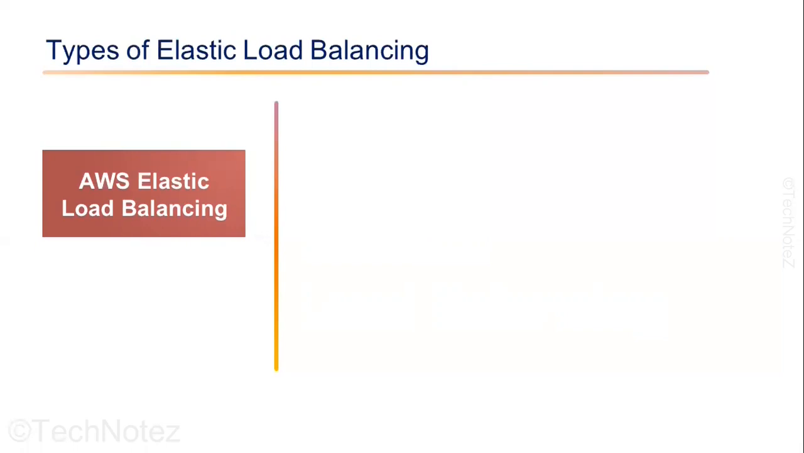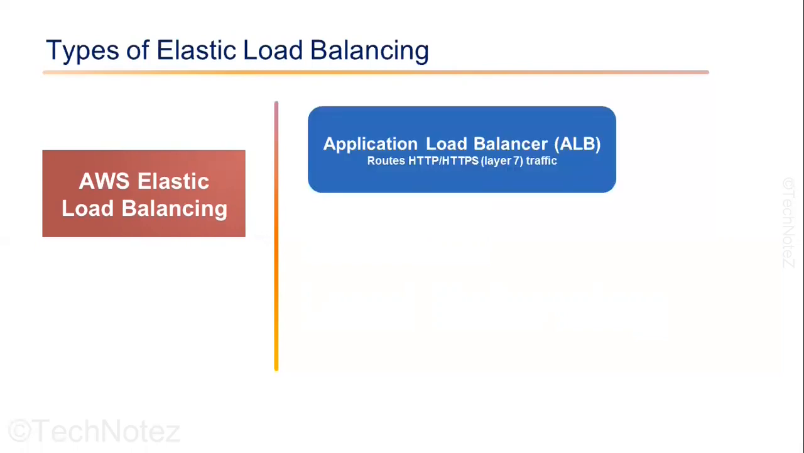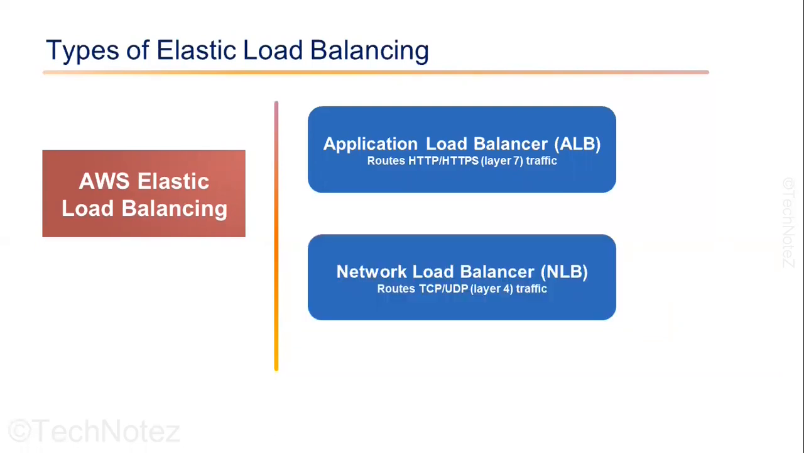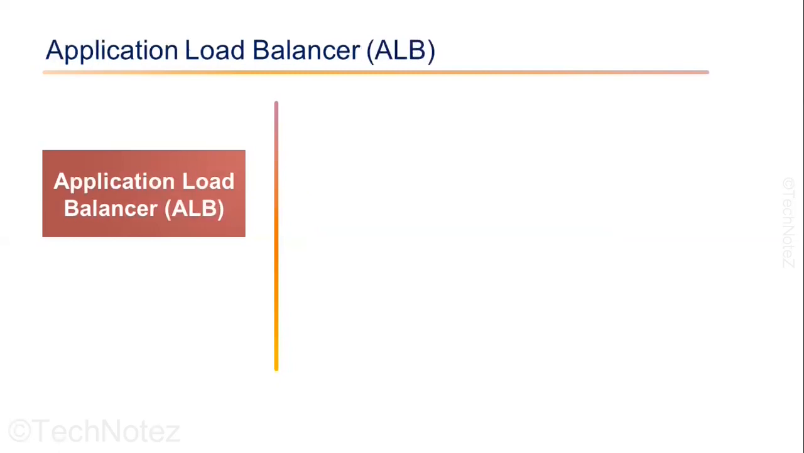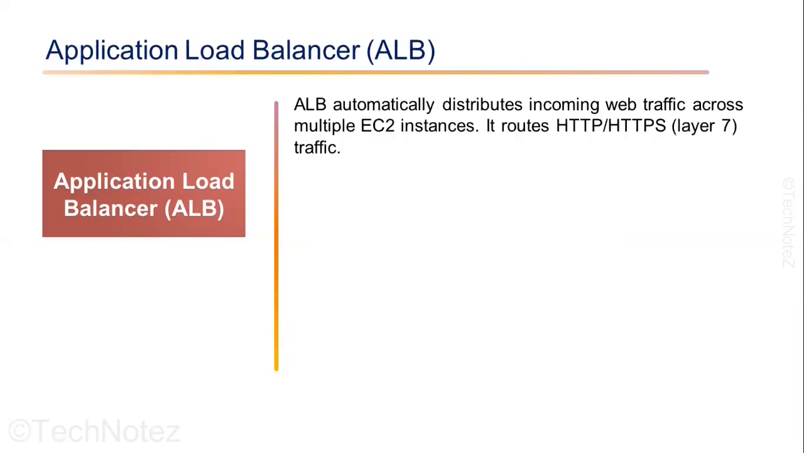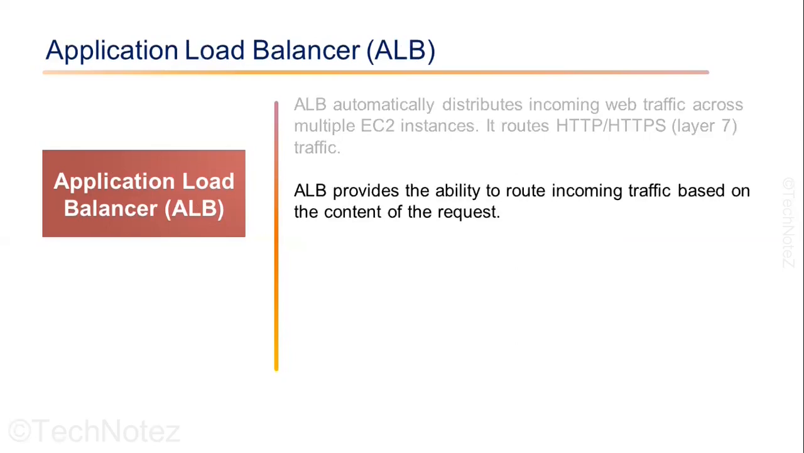There are two types of elastic load balancer. Application load balancer. Application load balancer routes the traffic based on HTTP and HTTPS. Network load balancer. Network load balancer routes the TCP and UDP traffic. Next, let's talk about the application load balancer. Application load balancer automatically distributes the incoming web traffic across multiple EC2 instances. It routes the traffic based on HTTP and HTTPS. Application load balancer can route the incoming traffic based on the content of the request. This is accomplished by using routing rules that match the URL path, host header, or other request attributes to a specific target group.